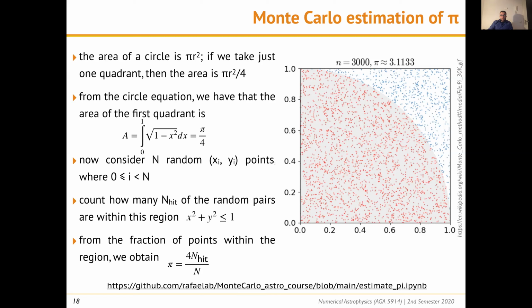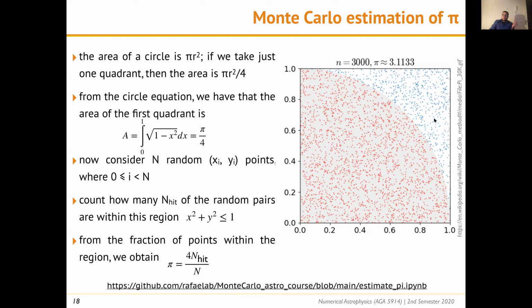And this fraction, as you see here in the end, 4 times the number of hits, so the number of random numbers that fall within the circle divided by the total number that you've thrown, gives you the value of pi.